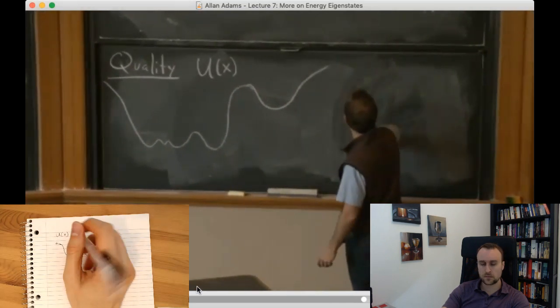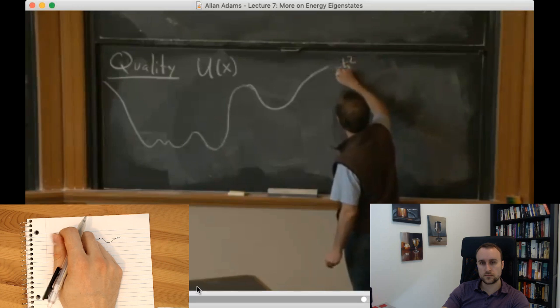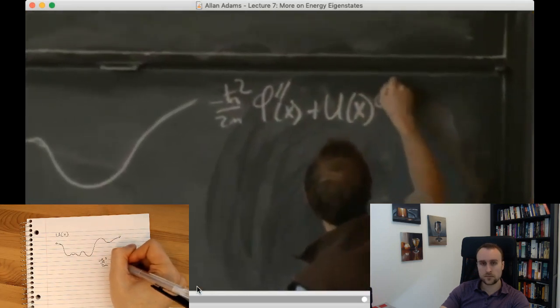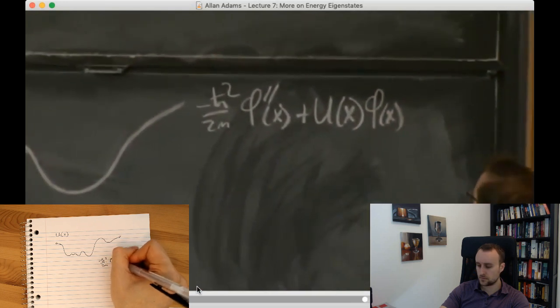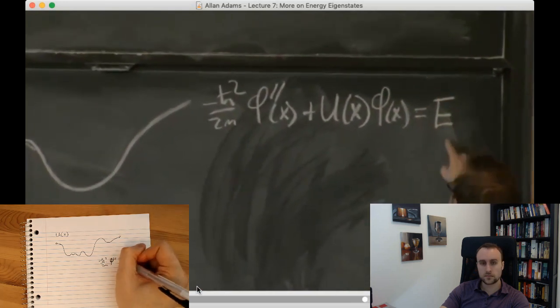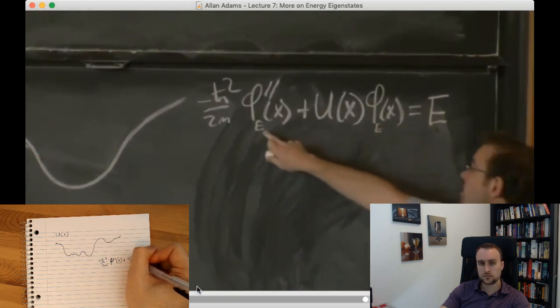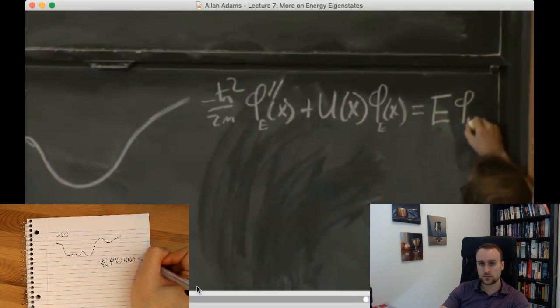Well, we know that the energy eigenvalue equation is minus h bar squared upon 2m phi prime prime of x plus u of x phi of x. So that's the energy operator acting on phi. Saying that it's an energy eigenfunction, phi sub e, says that it's equal to the energy operator acting on this eigenfunction. It's just a constant e, phi sub e of x.